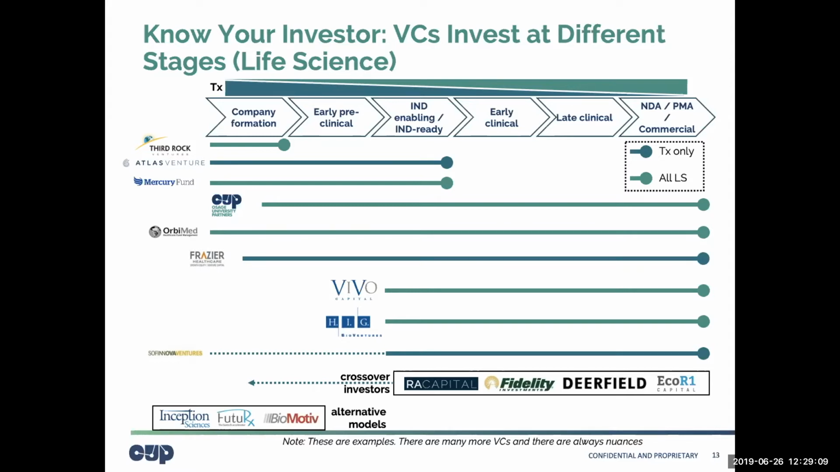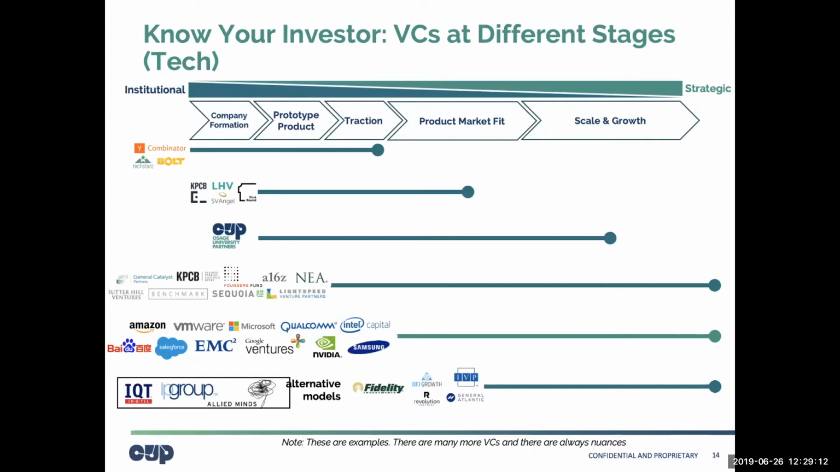Great, and then moving to the next slide, we do the same analysis on the tech side. In tech, the company stages are a little bit different. We start with company formation. Typically, there's a period where a product prototype is created. There's a little bit of traction associated with that. Product market fit is a bit of a vague term, but this is generally around Series B, Series C, where a company has been able to repeatedly sell their product to customers. And beyond that, you raise capital for scale and growth. This is generally where you're hiring large sales teams or generating $50 to $100 million in revenue.